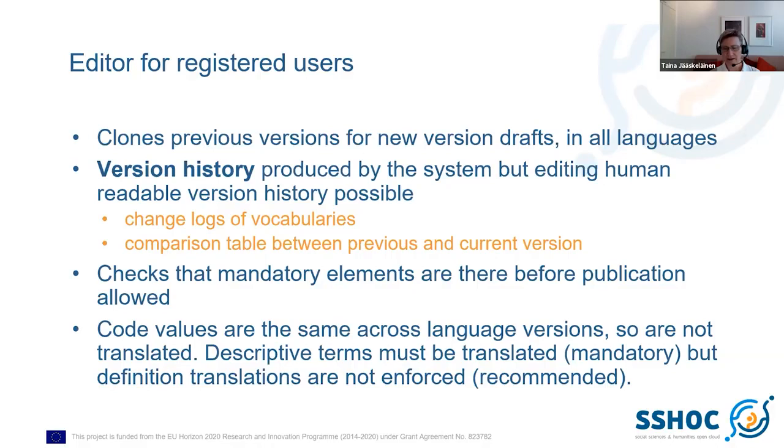Yeah. So the system compared to Workbench, for example, which we heard about in the previous session, Workbench is a versatile tool, a general purpose tool. This tool is sort of made for a more restricted use case. And there are these constraints, like you say, that it checks that the certain elements that have been deemed mandatory are there before it allows publication. And for example, for different language versions, you need to have the descriptive term translated. So if there's no translation for the descriptive term, it doesn't allow publication, but code definition translations, also concept definitions, they are not enforced, so they are not mandatory.